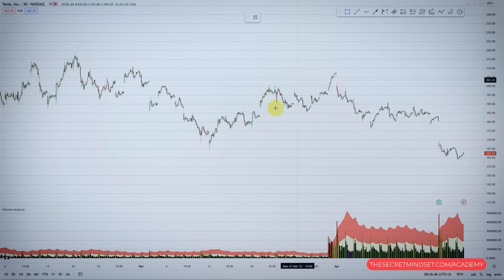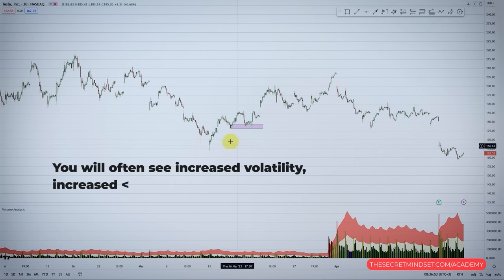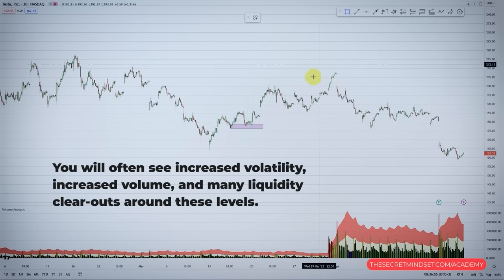One simple way to identify psychological numbers is to look at the price charts and observe how the price reacts when it approaches or breaks these levels. You will often see increased volatility, increased volume, and many liquidity clearouts around these levels.